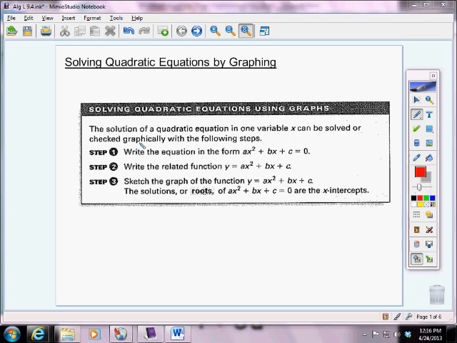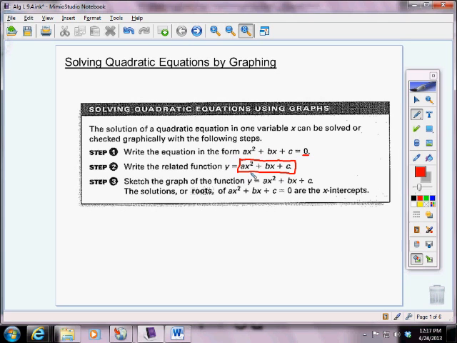If you look at the examples here, it says the solution of a quadratic equation in one variable x can be solved or checked graphically with the following steps. Step 1 says write the equation in the form ax squared plus bx plus c equals 0, and I'll talk about what that means in a second. Then write the related function as y equals ax squared plus bx plus c. For steps 1 and 2, all you have to worry about is setting the equation equal to 0, and then we're going to focus on ax squared plus bx plus c. So don't get caught up in these steps. Again, when I do an example, it'll make sense.